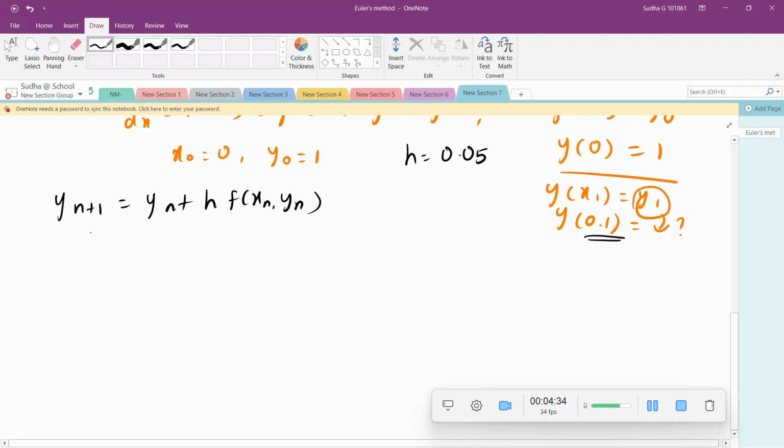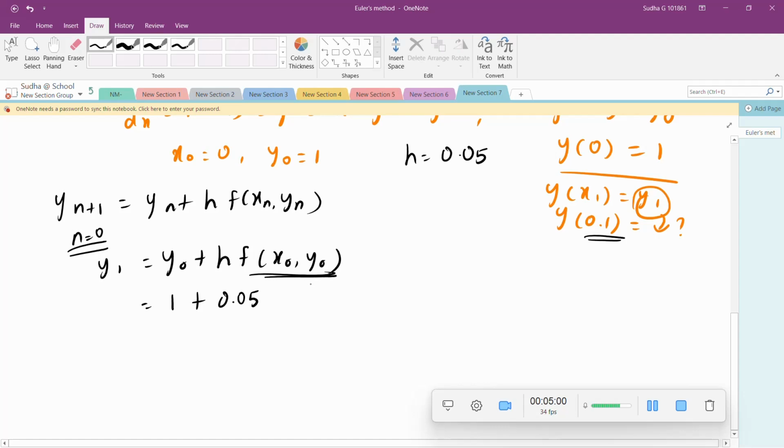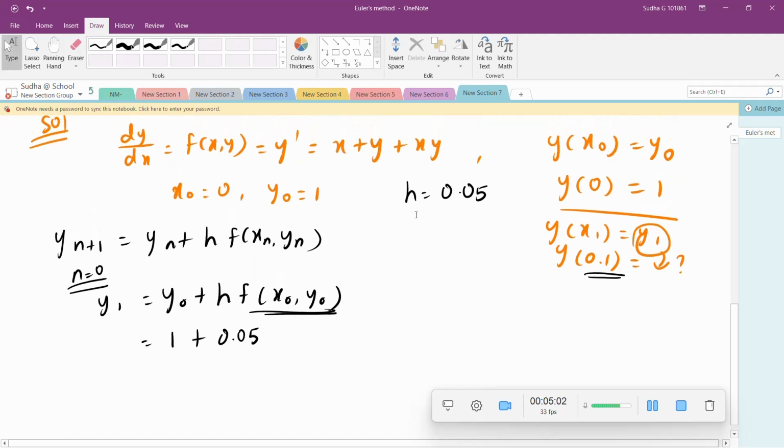So if we put n equal to 0, then we will get y1 equal to y naught plus h f of x naught comma y naught. So y naught value 1 plus h value 0.05. So f of x naught y naught, already given in the problem, f of x comma y, here x plus y plus xy.